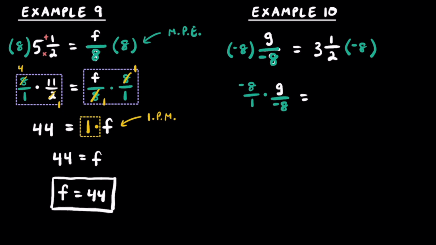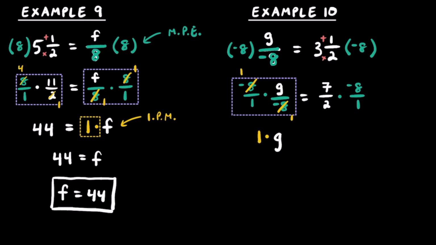And on the right side, let's go ahead and turn this 3 and 1/2 into an improper fraction. So 3 times 2 is 6, plus 1 is going to be 7. So 3 and 1/2 is the same thing as 7/2. And we're going to go ahead and multiply that by the negative 8, which is negative 8 over 1. On the left side, these negative 8s are going to cross cancel to make 1, so we can go ahead and write 1 times g on the left side of the equation.